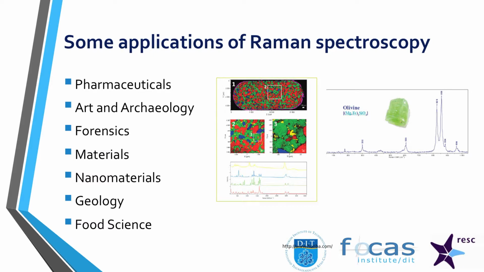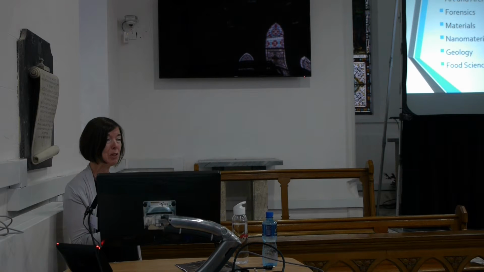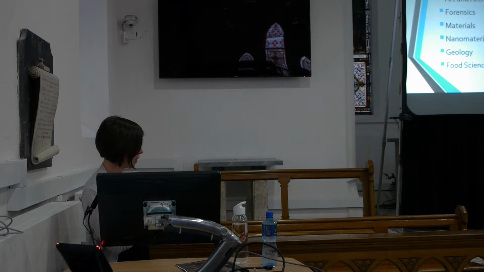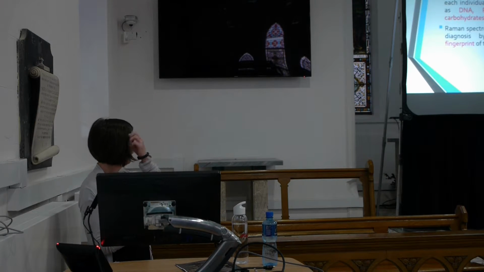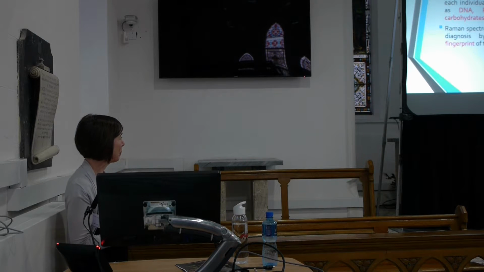It's also used in art and archaeology, in forensics, looking at blood or hair, different materials and even nanomaterials. In geology, you can see here olivine, the Raman spectrum of this particular geological sample. It's also used in food science, so it's used in a huge amount of different applications. So I'm going to be talking about its use in biomedical applications.